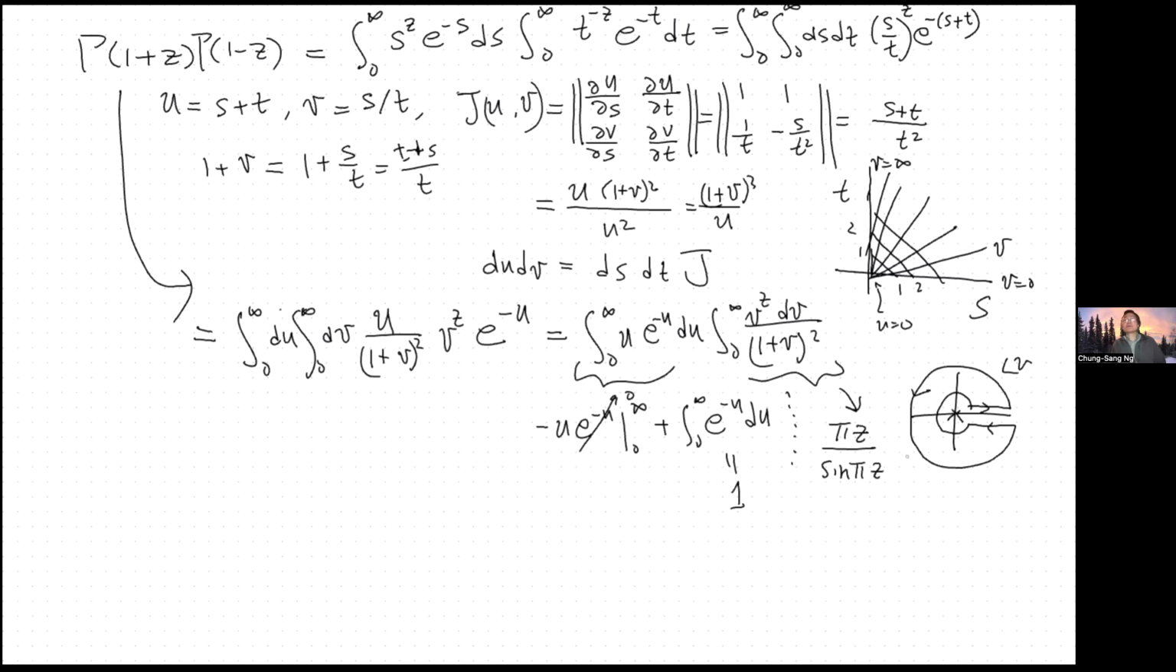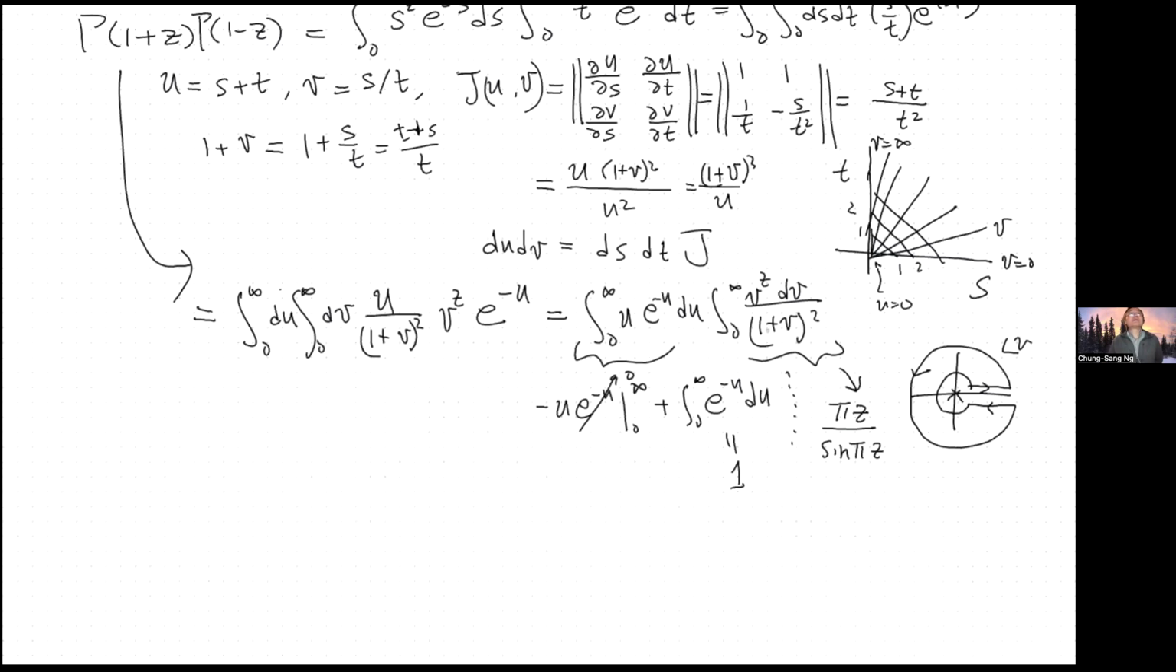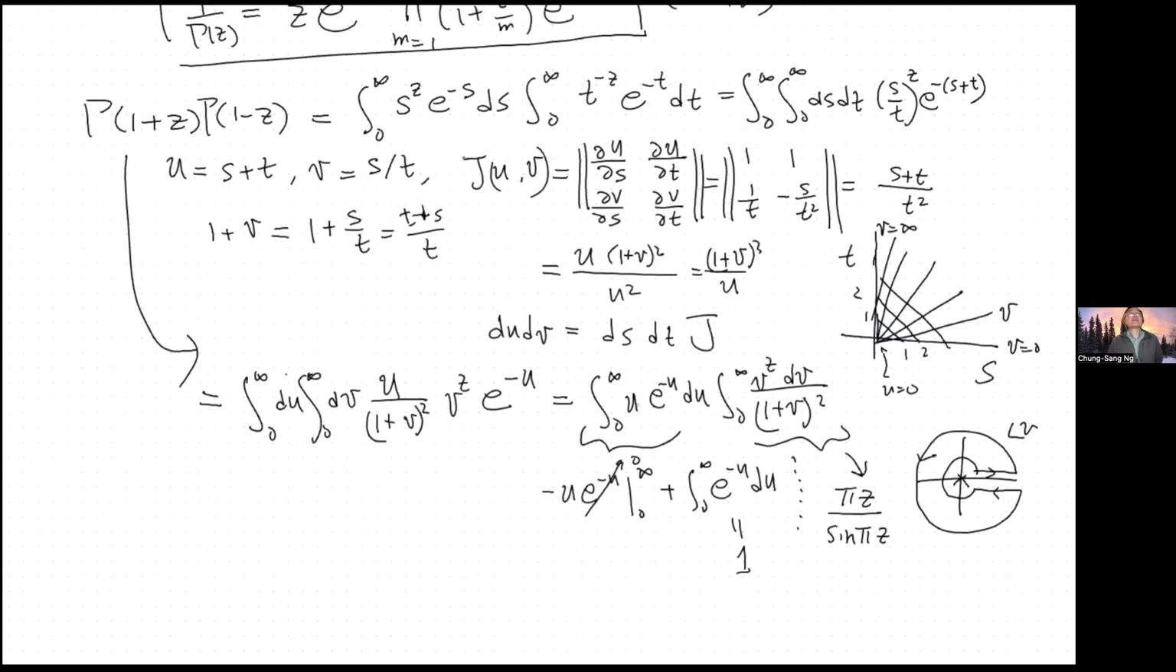Okay, that is fine. You just need to trust that you actually get to this formula, right? All right, now you combine this with that, so this one equals pi z over sine pi z times 1. So the final formula is gamma z times gamma 1 minus z equals pi over sine pi z.